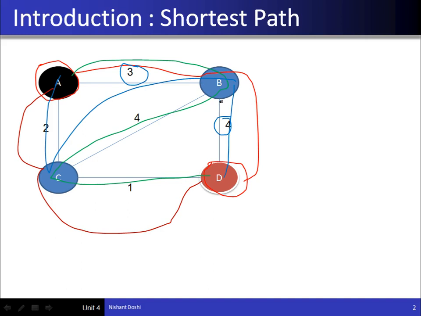Now will this be a shortest path? Well, no, this won't be a shortest path. Our shortest path is actually from A to C and C to D. Now we can use Dijkstra's shortest path algorithm in this particular strategy, we can do it.